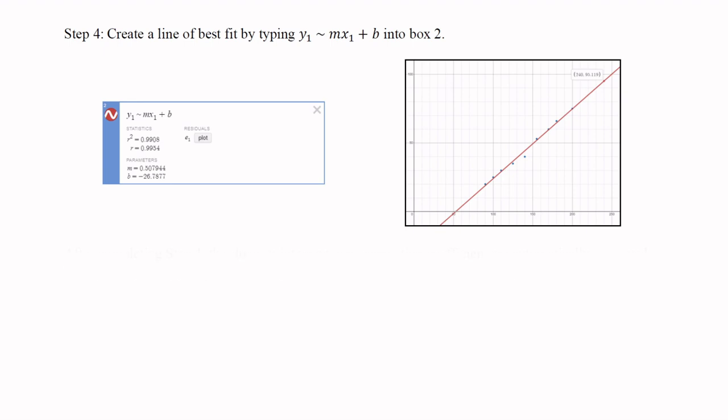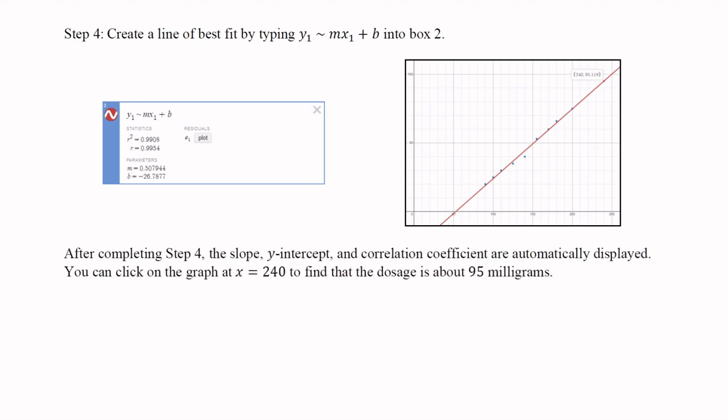Now that you have your trend line, you can select along your trend line to get values, and you can click on the graph at x equals 240 to find that the dosage is about 95 milligrams.